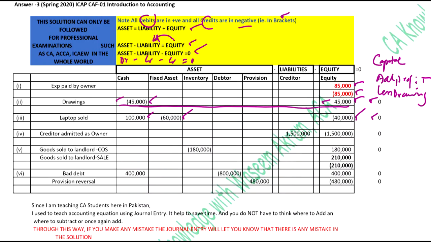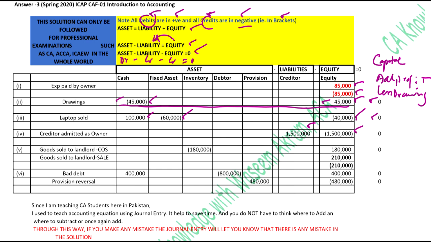Adjustment number 4. A creditor having a balance of 1.5 million has been admitted to the partnership. The balance payable is to be treated as his capital. This adjustment has creditor debit and capital credit. Creditor debit, all debits are positive and all credits are in brackets, negative. 1.5 million debit, 1.5 million credit.